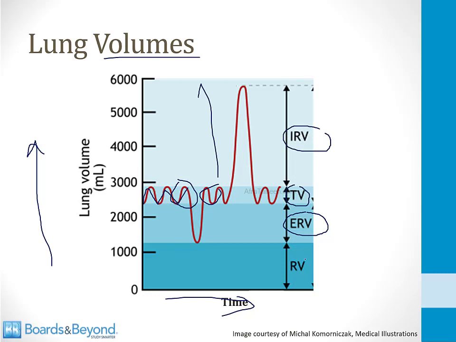And then the fourth volume is this one down at the bottom, the residual volume. No matter how hard you try to blow air out of your lungs, you never get below this number right here, and that's because there is a residual amount of air, this is the residual volume of air, that will always be in your lungs, and you cannot blow it out no matter how hard you try.